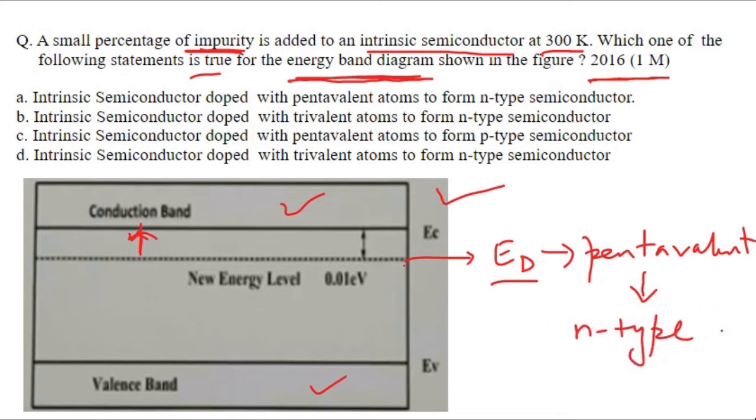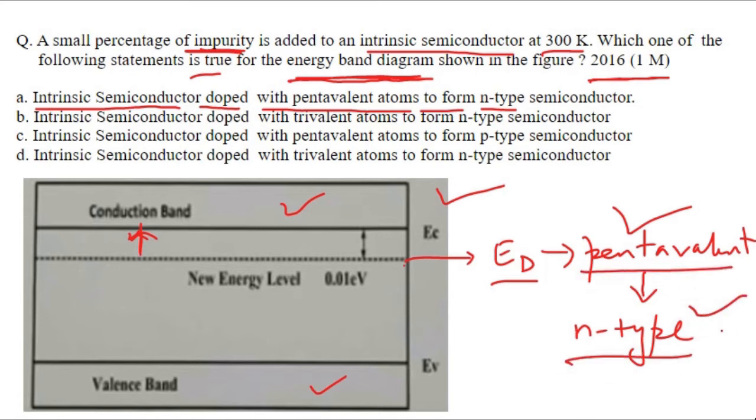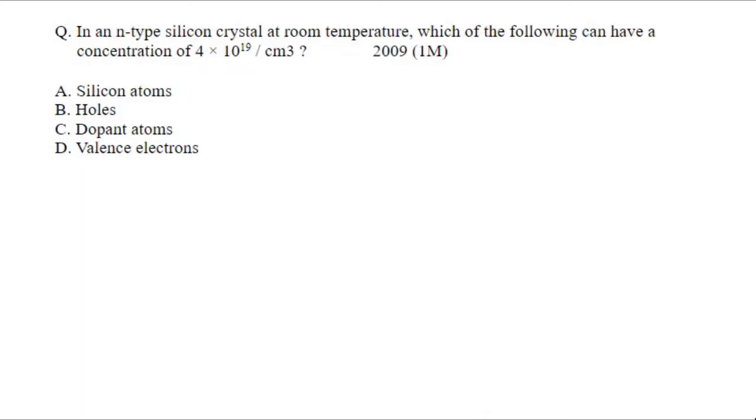So now let's see the options. In the first option it is given that intrinsic semiconductor doped with pentavalent atoms. Yes, it is doped with pentavalent atoms to form an N-type semiconductor. Yes, we are forming an N-type semiconductor. So our band diagram's answer is option A. No need to further see the other three options. Now let's move on to the next question.